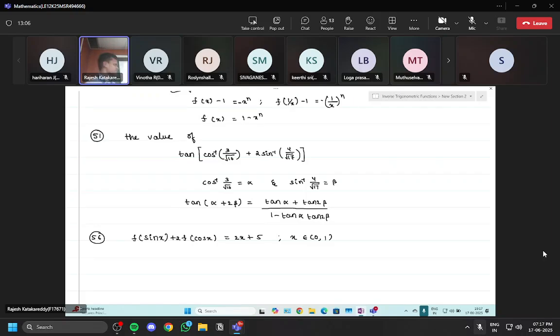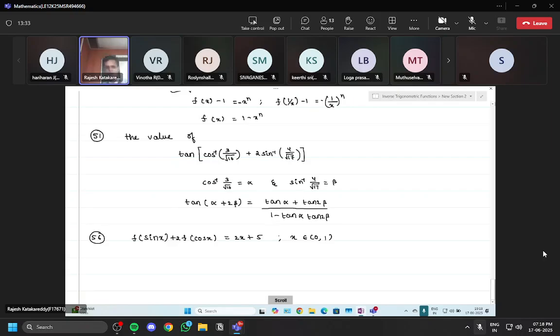What we should do is, this is a linear functional equation. Linear means power one. That's why it is a linear functional equation. If you can eliminate either f of cos x or f of sin x from this, then you are done with this problem. Let's say we are eliminating f of cos x. Then you will have f of sin x is equal to something. Using the replacement property again you will get it, right?